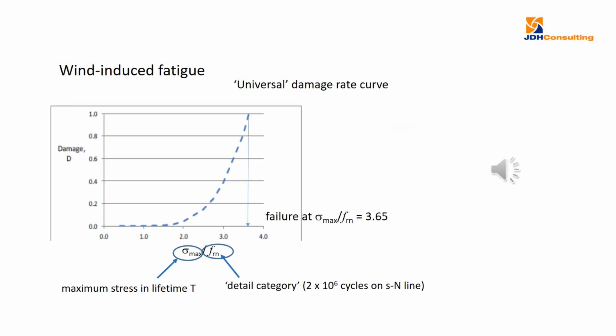Now on the damage rate curve, a value of damage of 1.0 indicates failure due to fatigue. And with the assumption of the universal cycle count line and the family of S-N lines that we showed earlier, for that combination, failure will occur at a ratio of maximum stress to detail category of 3.65. If you have a different family of S-N curves, there will be a different failure point.